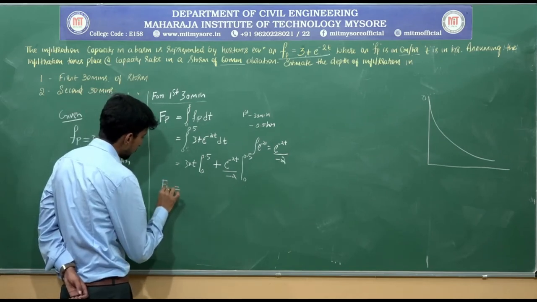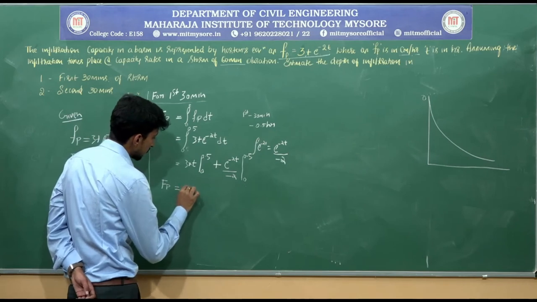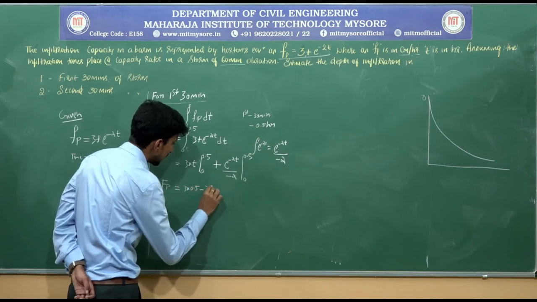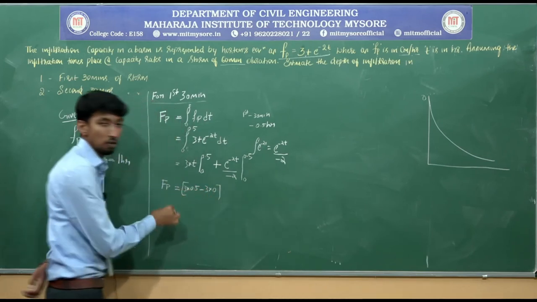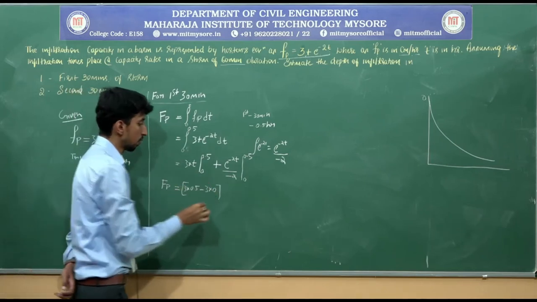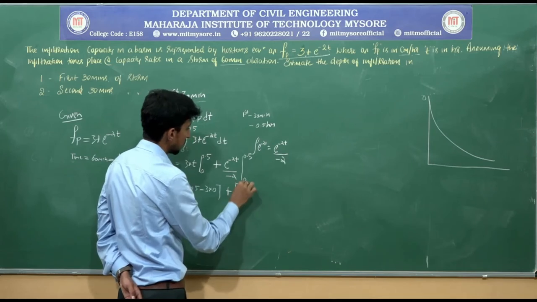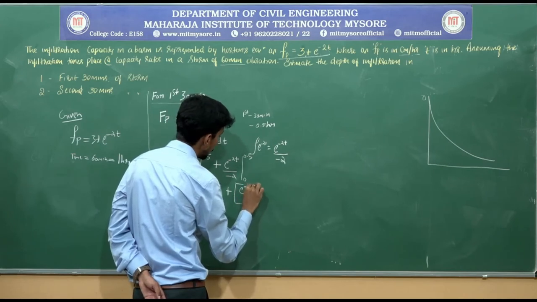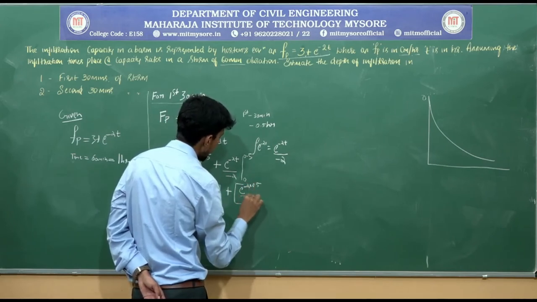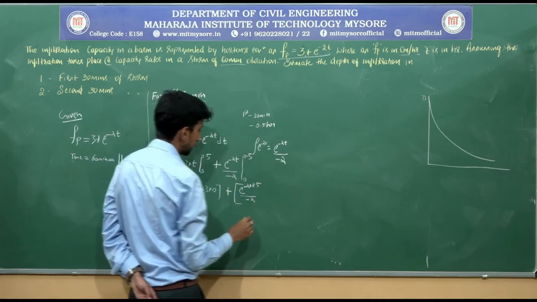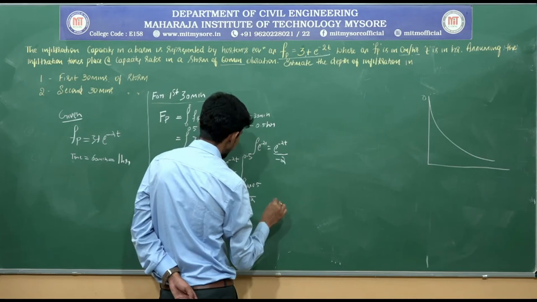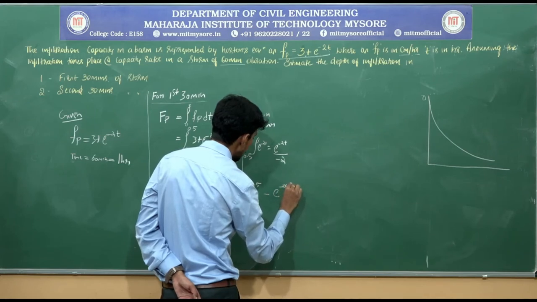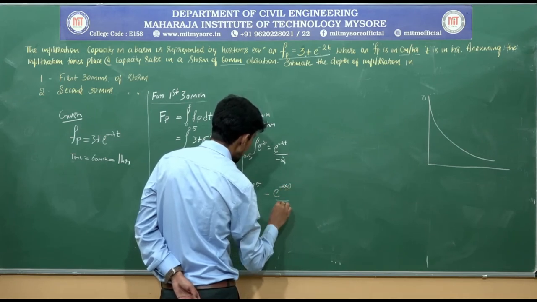Here the capital Fp equals 3 into 0.5 minus 3 into 0, plus, the limit is 0 to 0.5, e power minus 2 into 0.5 minus e power minus 2 into 0, by minus 2.